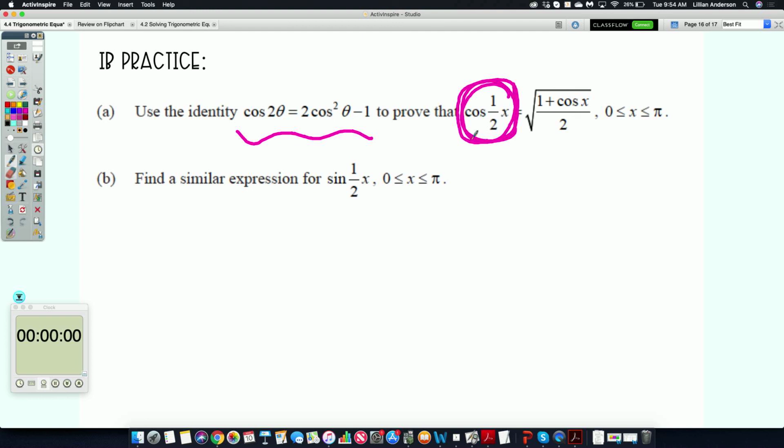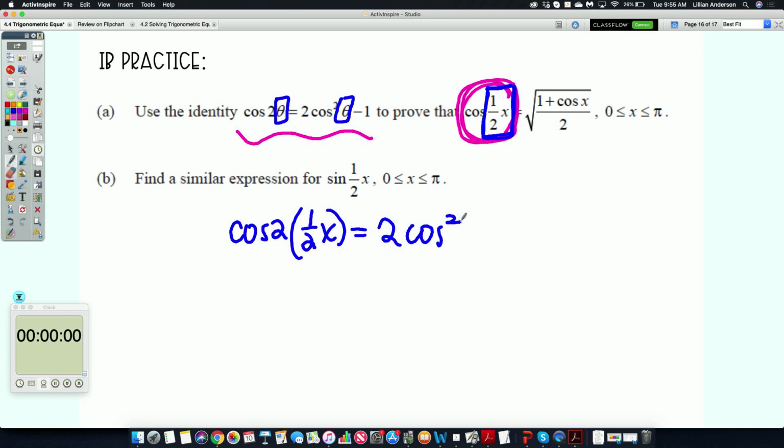But the thing is, what we can actually do here is kind of what we did with those problems when we were using the double angle identity to rewrite one. We can do that here. All right, so this 1/2 affects what part of this? It affects the cosine 2 theta or just the theta itself? It affects just the theta, okay? So then that becomes cosine 2 1/2 x equals 2 cosine squared 1/2 x minus 1.